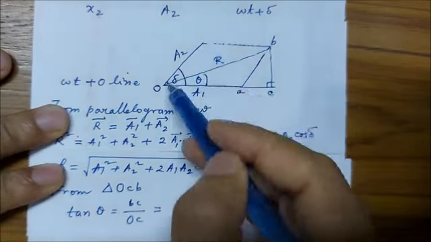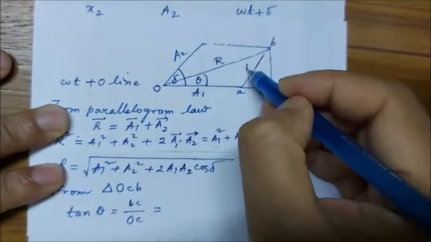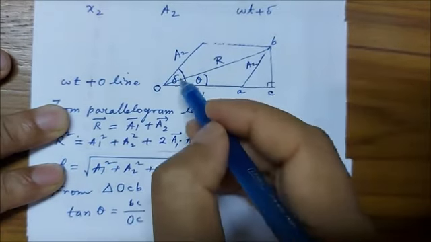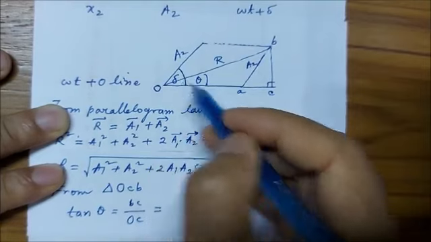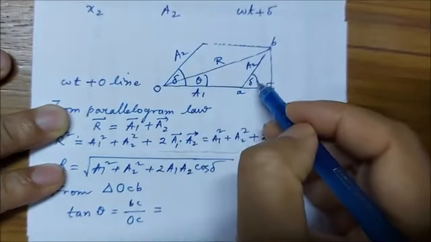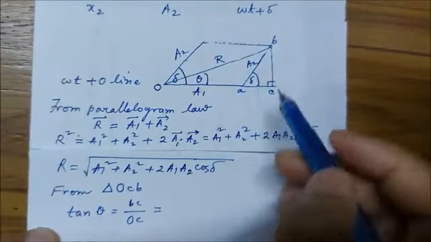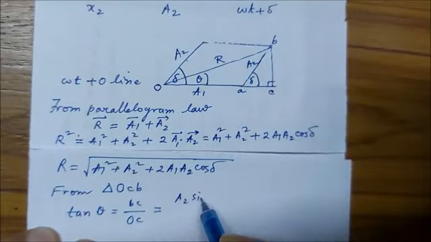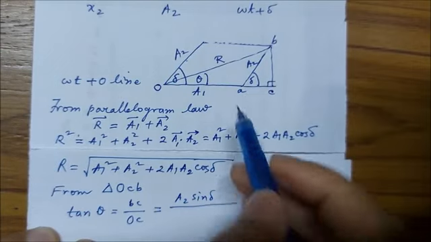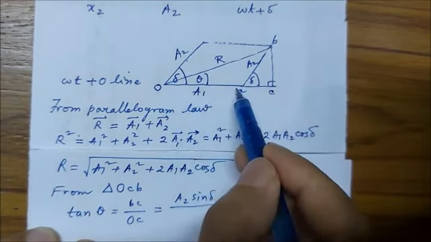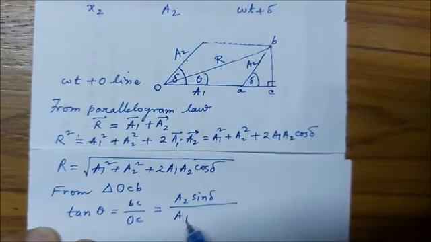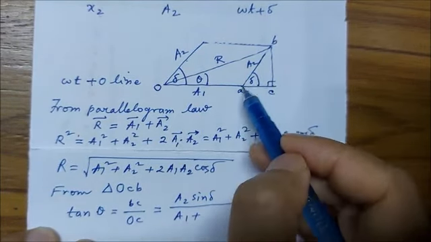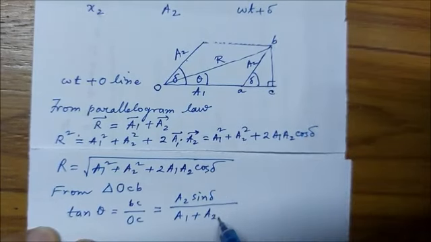Now this being A2, this is also A2. This is delta. So this is also delta because they are parallel. So BC is A2 sine delta. And OC is A1 plus AC. Now AC is actually A2 cos delta. So we have reproduced the earlier results.